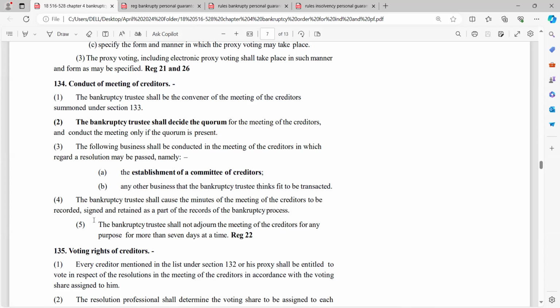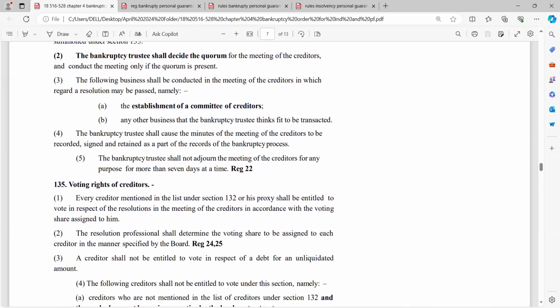This recording is only for the purpose of the adjudicating authority or some disciplinary authority, in case they want. Suppose something is challenged, that okay, this was not discussed, but he has deliberately put it in. At that time, this recording may be of help. Signed and retained as a part of the records of the bankruptcy process. The bankruptcy trustee shall not adjourn the meeting of creditors for any purpose for more than 7 days at a time.